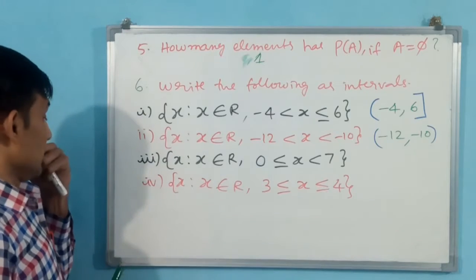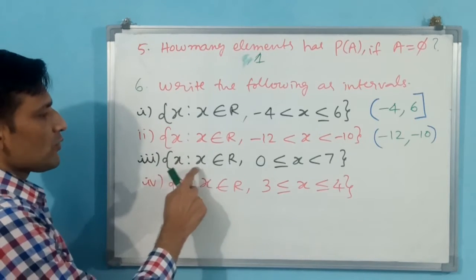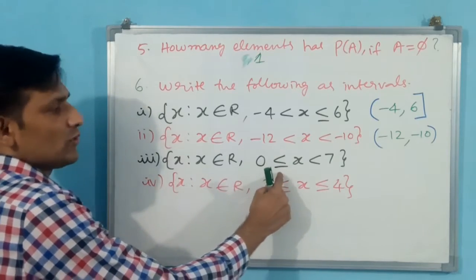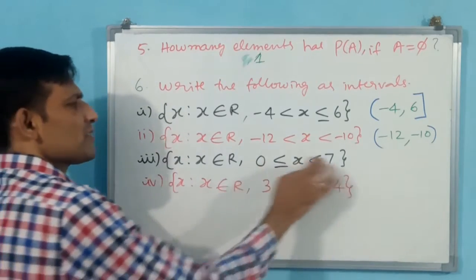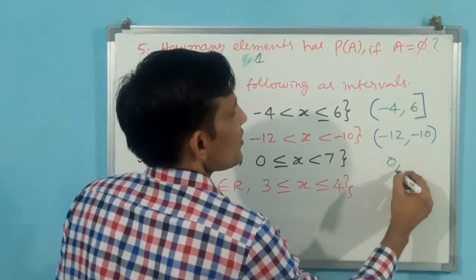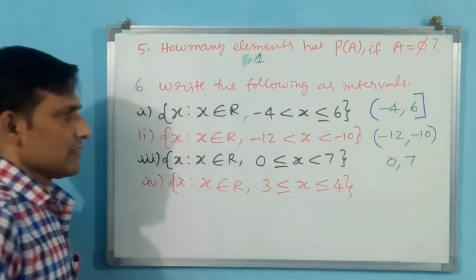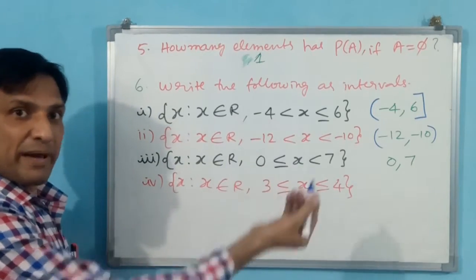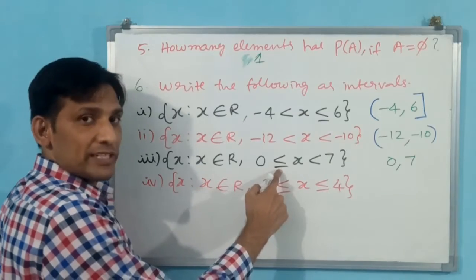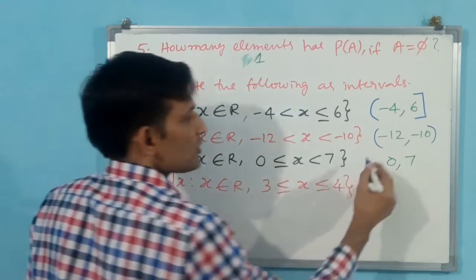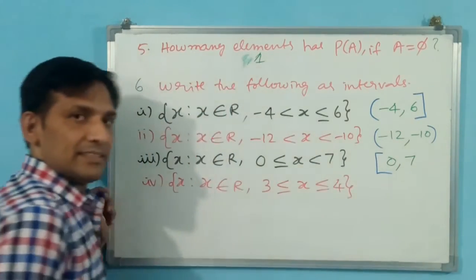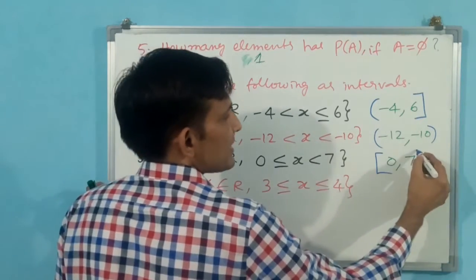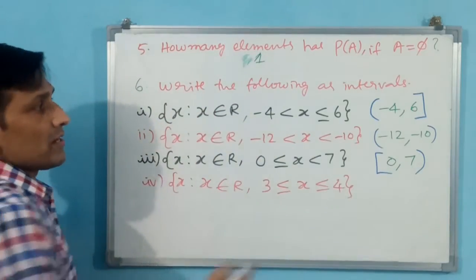Okay. Now see the third one. For all values of x, x belongs to R, x is greater than or equal to 0 but less than 7. Let me write first 0, 7. Then we will see. Now put the bracket or parenthesis accordingly. See, this is a closed interval. Why? Because the equal to sign is there. Closed means bracket. 7 is an open interval. Why? Because the equal to sign is not there. Open interval means parenthesis. Okay, all are different.